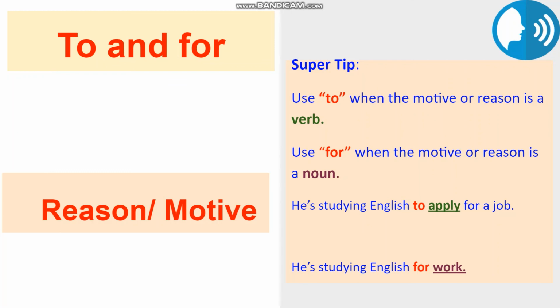For example, use to when the motive or the reason is a verb, and use for when the motive or the reason is a noun. Make sure you write that down. It's a super tip. Let's check it out with an example. So, why is he studying English? He is studying English to apply for a job. Now, apply is a verb, so we use to. He is studying English for work. Now, work here is a noun, so we use for.